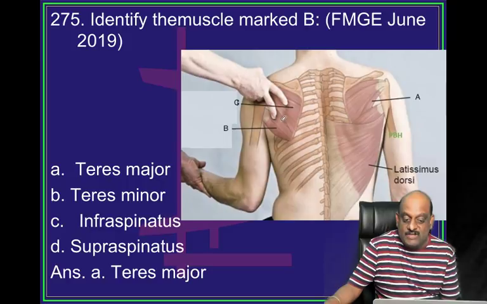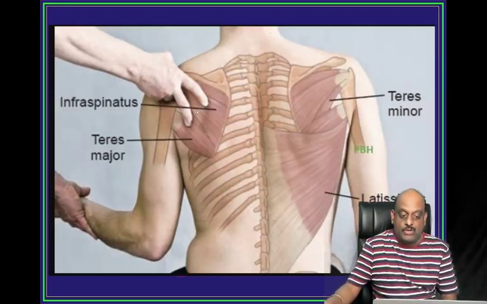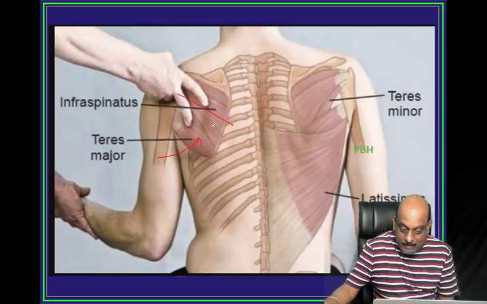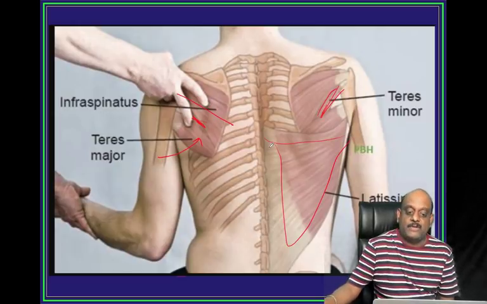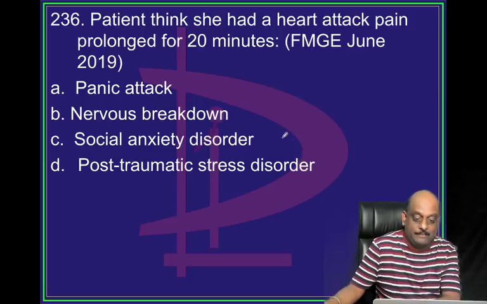It is teres major is what you should recognize. So doctor, this is infraspinatus, this is teres major, between the two you are having teres minor, and this is the latissimus dorsi. So that is the challenge of the question.